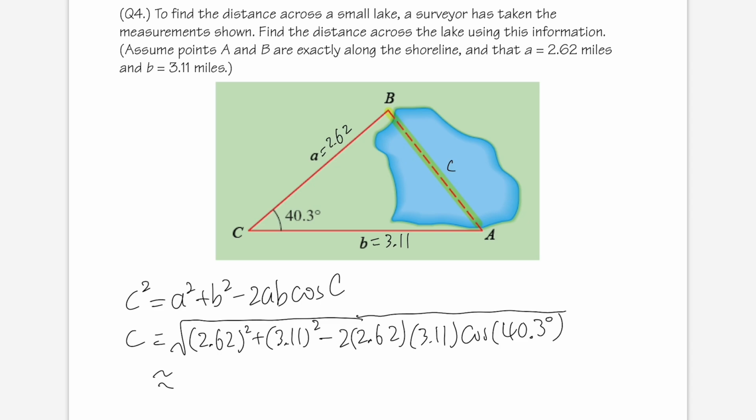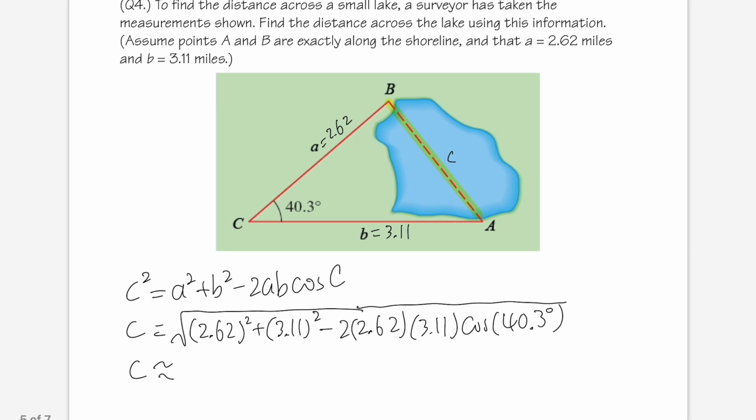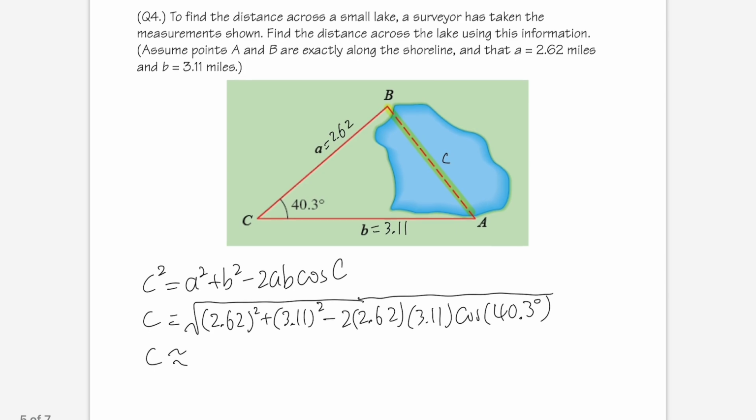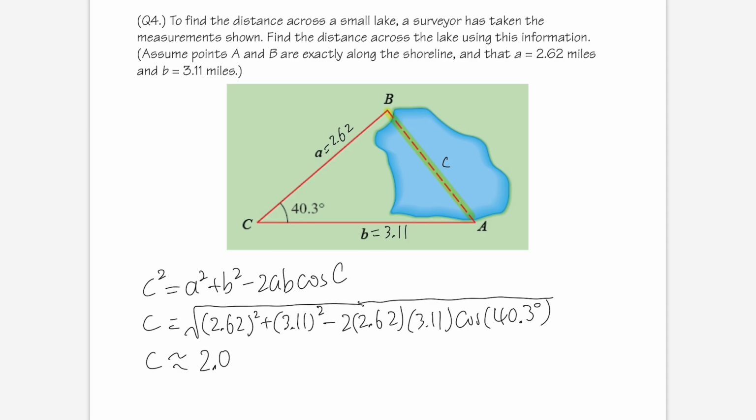Wow, let's see. So the distance across the lake. Again, just go ahead and use the calculator. So 2.62 squared plus 3.11 squared minus 2 times 2.62 times 3.11 times cosine of 40.3 degrees. And if you guys want to see the proof of the law of cosine, I will have the link in the description for you guys. I should have mentioned that like 10-15 minutes ago, but anyway. C is approximately 2.03 miles. And that's it.